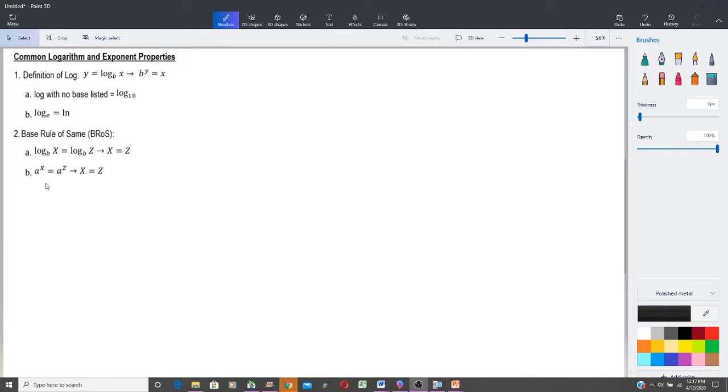And the same goes for exponents, that if we have the same base of exponent on both sides of our equal sign, then those exponents themselves are equal. And so these things help us solve problems when it comes to this. So we're going to look at example 3 now on page 329, and we're going to use the base rule of sames, or the bros rule, to help us solve for this.